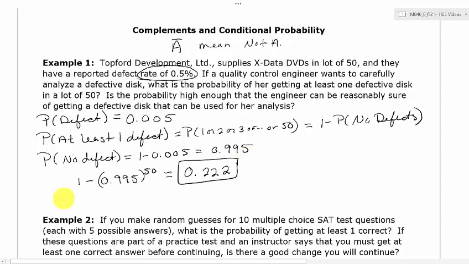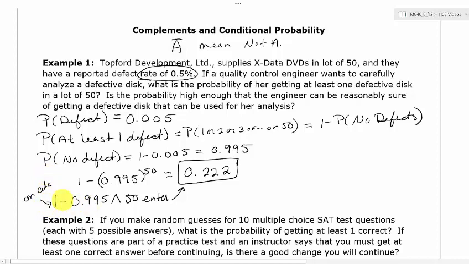When you're typing this into your calculator, you would do 1 minus. You don't really need parentheses, just 0.995. And then your calculator should have a symbol that looks like this. So you would want to hit that symbol, and then 50, and then enter. So on your calculator, this is what you should type.